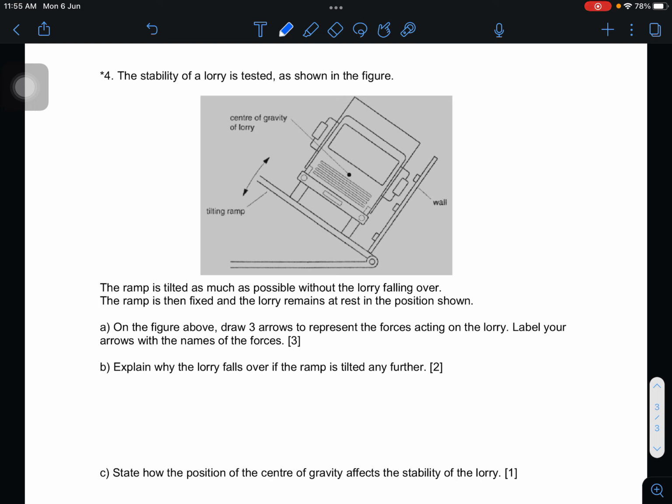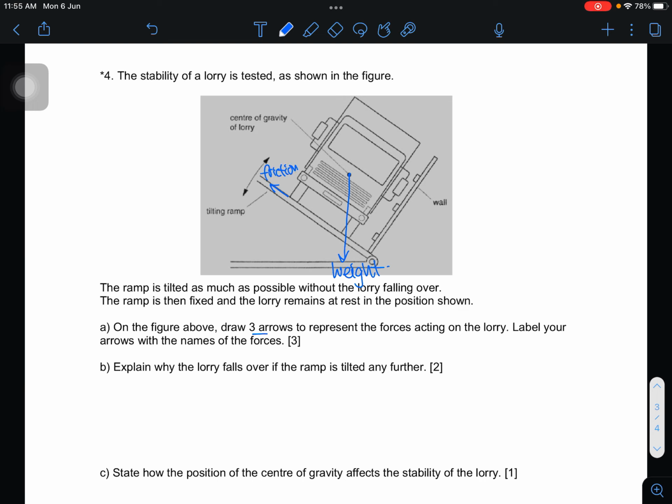On the figure above, draw 3 arrows to represent the forces acting on the lorry and label the arrows with the names of the forces. I think the easiest is, CG is here, so of course I have the weight label. Then you see the lorry does not slide down, right? Why does the lorry not slide down? Because there's this thing called the friction. Friction has to be acting against the direction of the sliding. So this is friction.